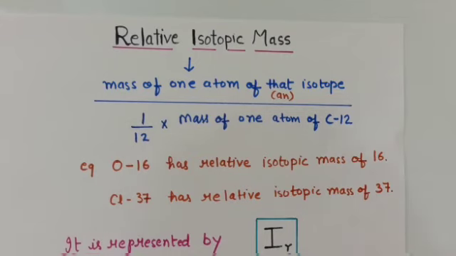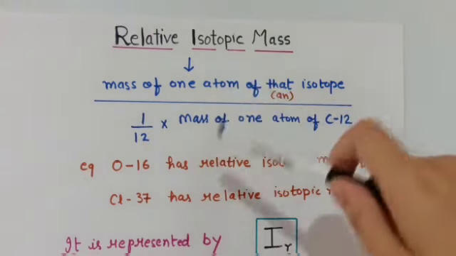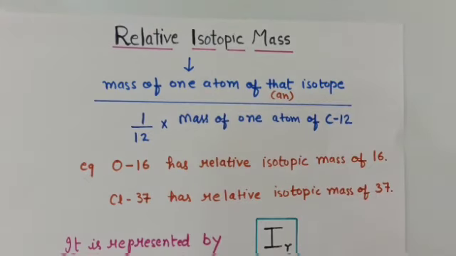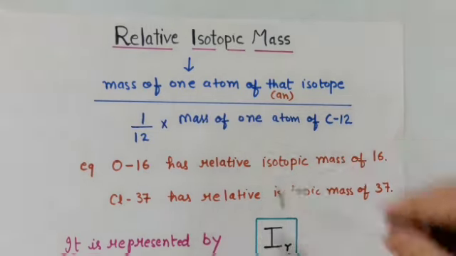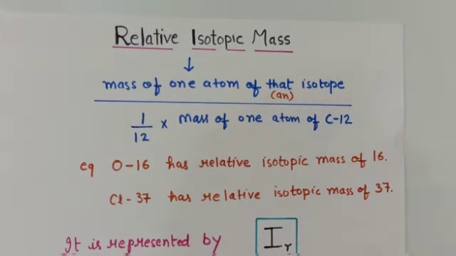How can we represent relative atomic mass? Its representation is AR, as AR is the representation of relative atomic mass. For relative isotopic mass, it can be represented by IR. So I think these terms are now clear in your mind. What is relative atomic mass? What is average atomic mass? And what is relative isotopic mass?